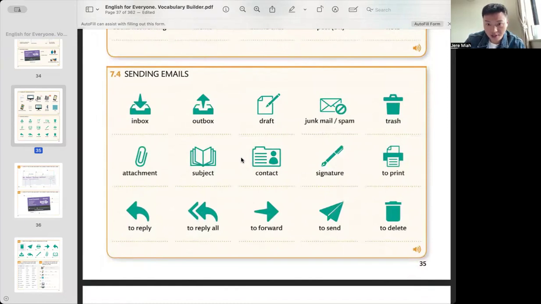Yeah. The next word is signature. Is signature, right? Exactly. The signature is your name or a personalized sign off at the end of an email. Signature, right? That's right. Signature is spelled S-I-G-N-A-T-U-R-E.